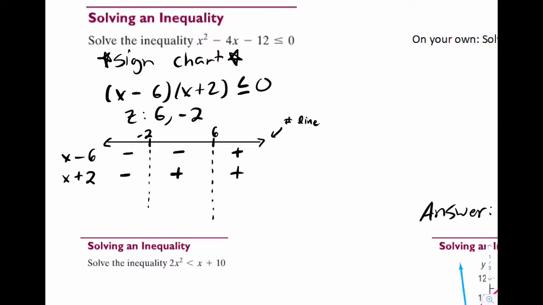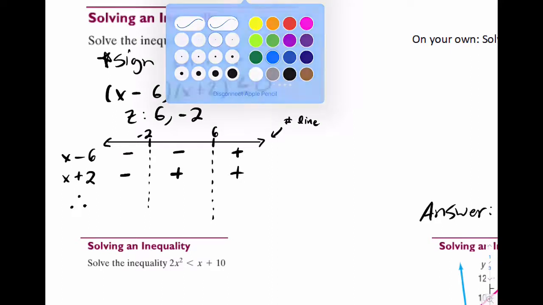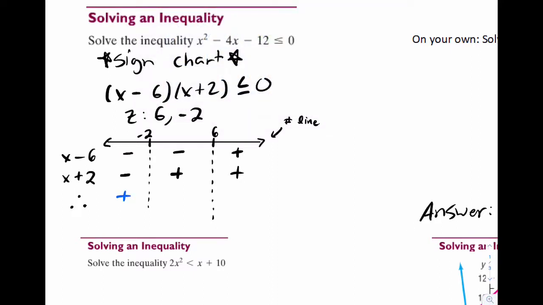Now here's the most important part. These 3 dots mean therefore. Hopefully you've seen that in geometry. This is called the therefore row. Notice how these 2 expressions are being multiplied, so we want to multiply the signs together in their respective column. Negative times negative is positive. Negative times positive is negative. And positive times positive is positive. So this here, the blue row, is the one we want to focus on.